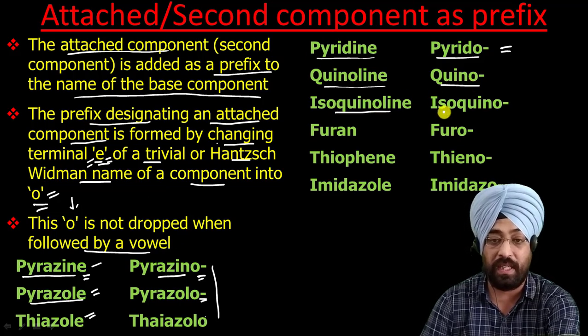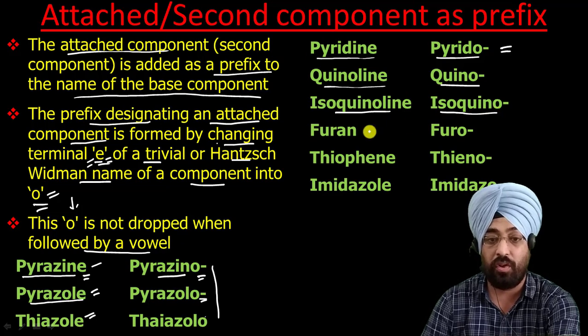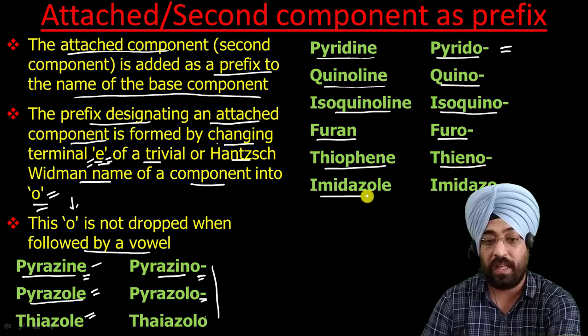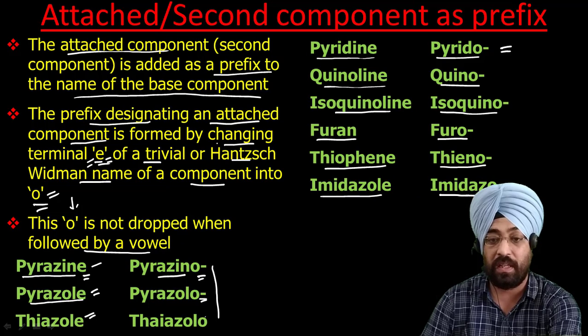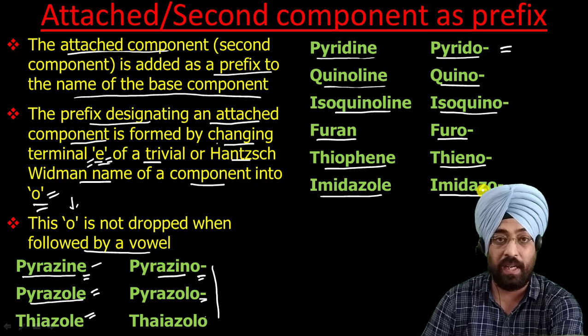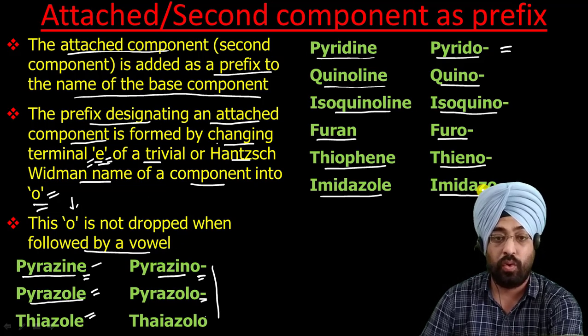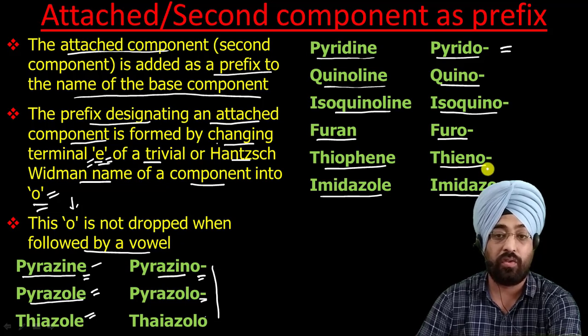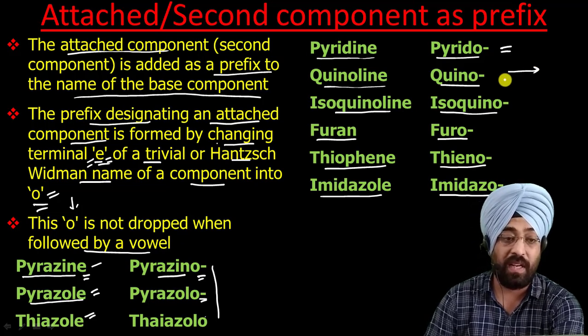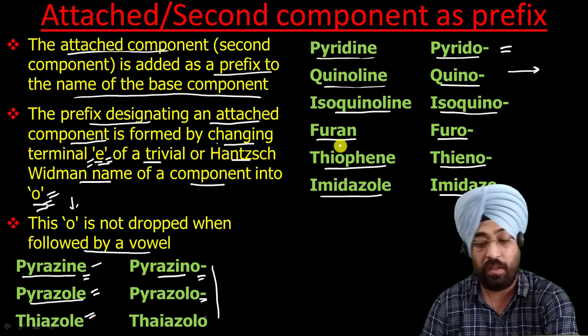Isoquinoline, its prefix is isoquino. Furan, its prefix is furo. Thiophene, its prefix is thieno. Imidazole, its prefix is imidazo. So please remember these exceptions. Please keep these in mind while assigning names to fused heterocycles, or assigning prefixes to the attached components. So these are a few exceptions to the general rule, which says replace the last e with o, and that will be your prefix. So that is the attached component.